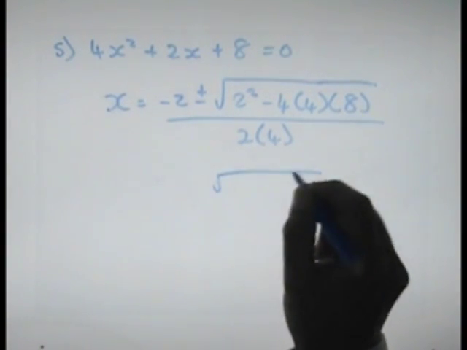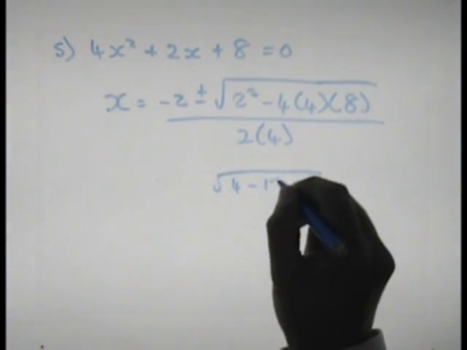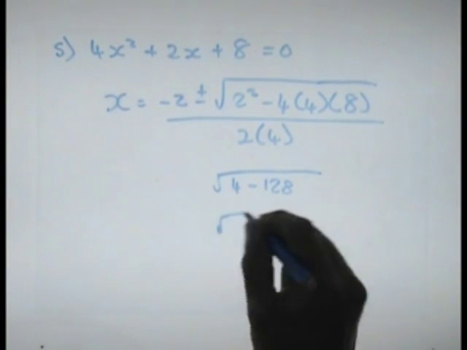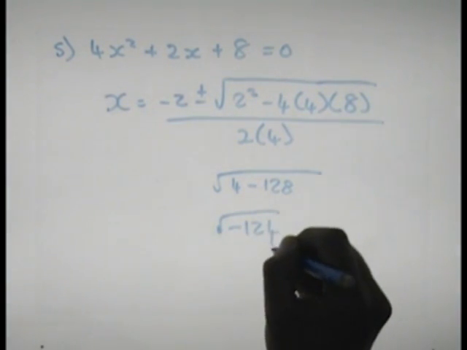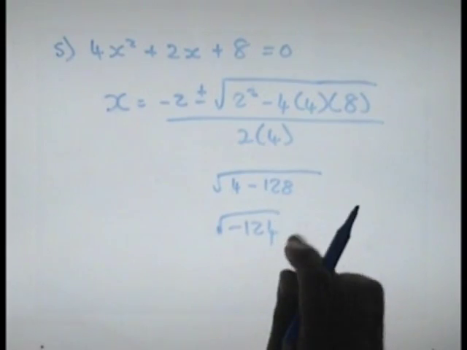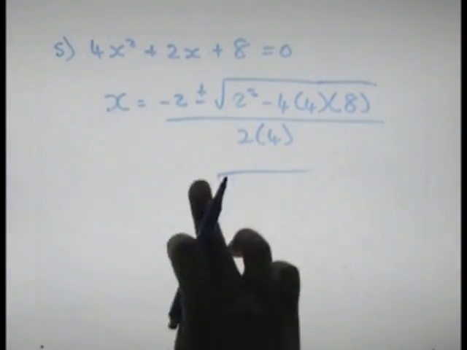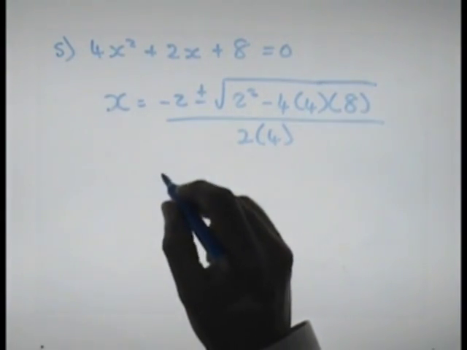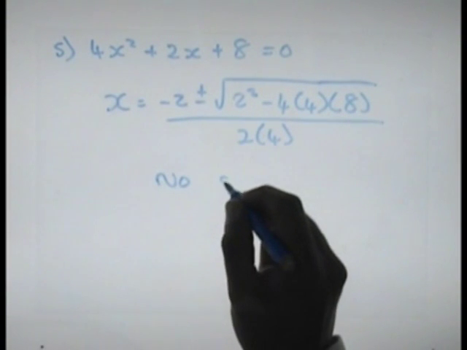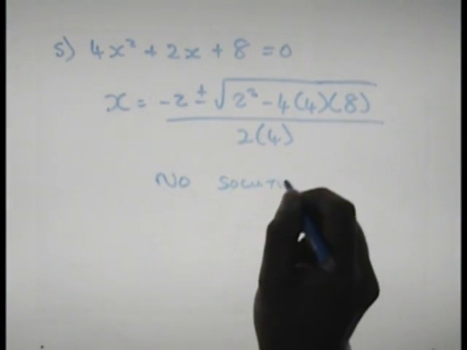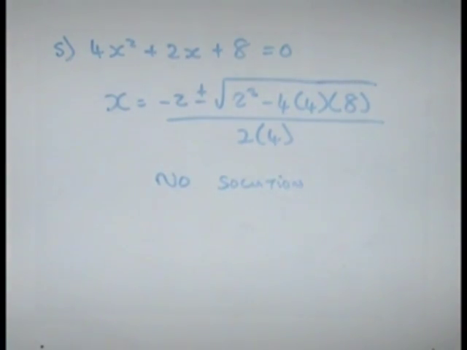So my square root is going to read 4 minus 128, which is the square root of negative 124. We cannot get the square root of a negative number. Hence, for number 5, there is no solution. And you can check that using completing the square, that you will also come to no solution.